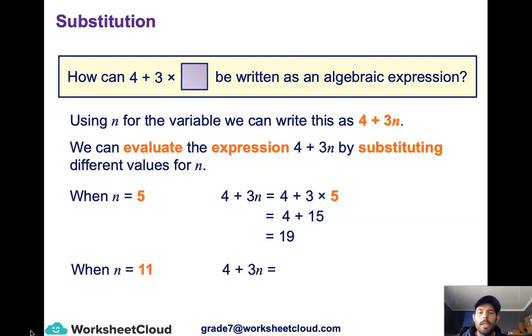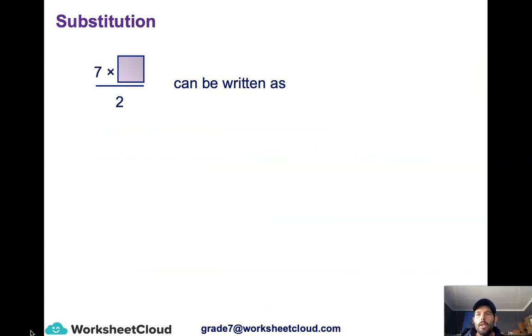If I said n was 11, same again, we take the n out, we put the 11 in, so that's the substitution. So we know that 3n means 3 times n, so if 11 is put into n, then it must be 3 times 11, which is 33, plus the 4 is 37. Okay, so that is the concept of substitution. Okay, we replace a letter with a number, and we can work it out.